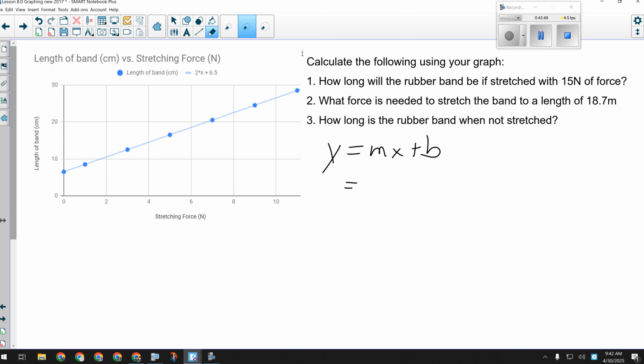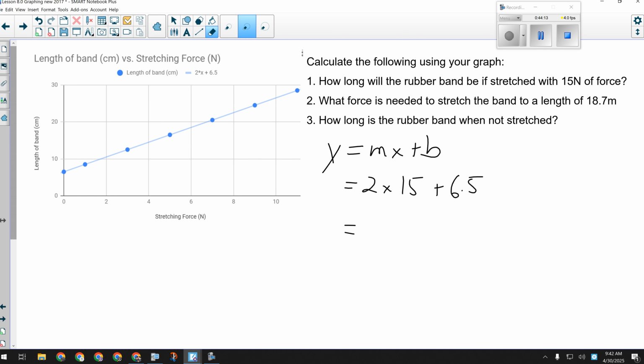Okay, so m is 2. Okay, and in this case, that would be 2 centimeters per newton. Okay, so if we added another newton worth of pulling force, the rubber band would get 2 centimeters longer. Okay, times 15 newtons, plus b, which was 6.5 centimeters.